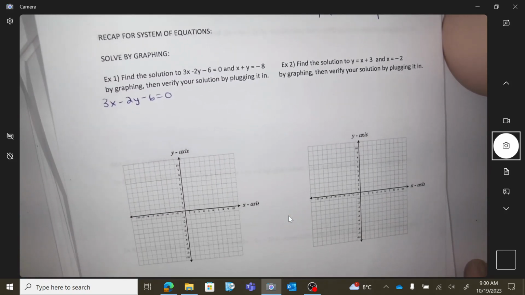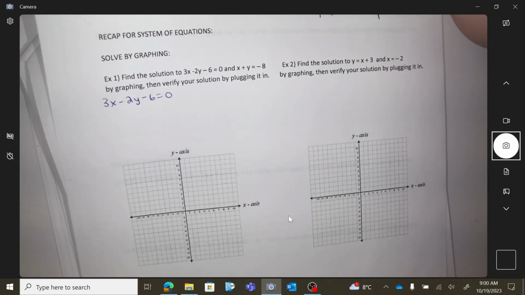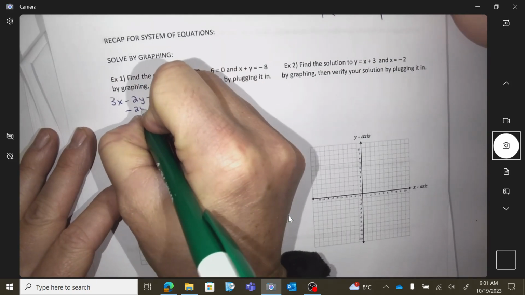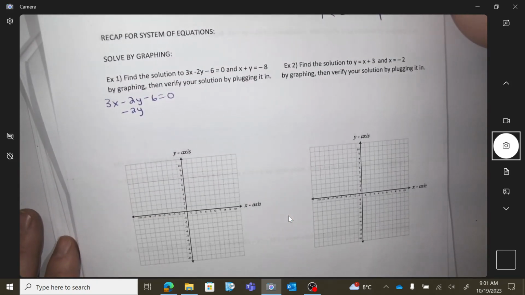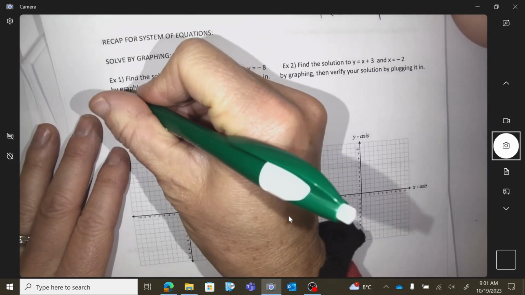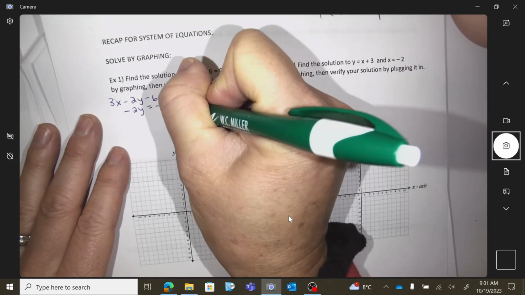Okay, so I'm going to do algebra to turn it into y equals. So here's what I'm going to do. I'm going to keep the y unit. So negative 2y stays. I'm going to have to move that x unit to the other side.